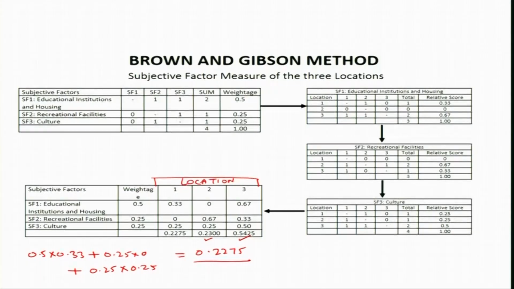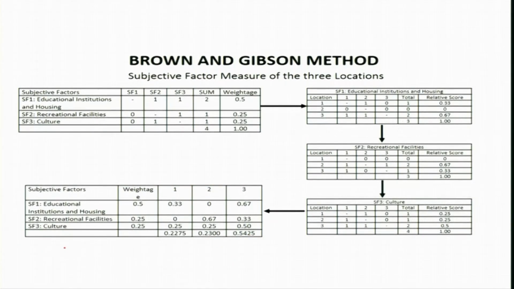Okay. So, this is how we get the scores of these 3 alternatives, and what we observe is that the score of location 3 is the highest. So, we can select location 3. So, friends, this is the procedure part of the Brown and Gibson method.